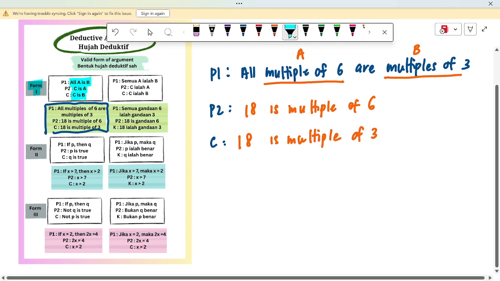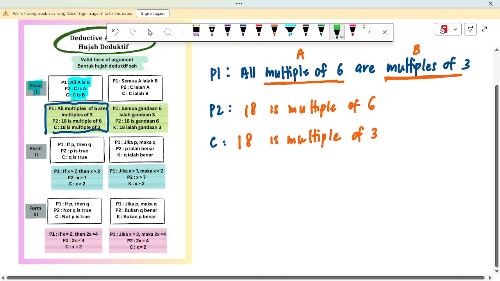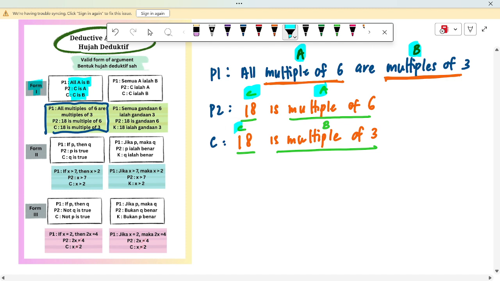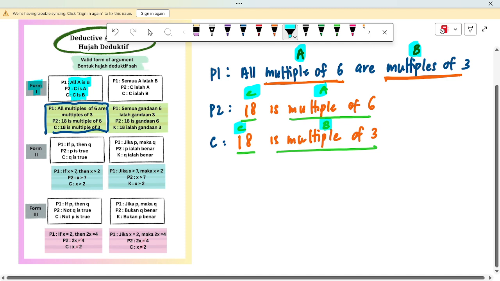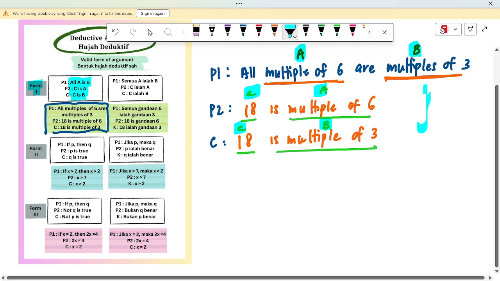Okay, so according to the rule, this is your A and this is your B. So what's your C? This is your C. And according to your rule, this must be A and this must be B. So if you can see, you have fulfilled the first form here. AB, CA, CB. So follow your sequence of A and B. What comes first? A and then B. So this is fulfilling the first form.